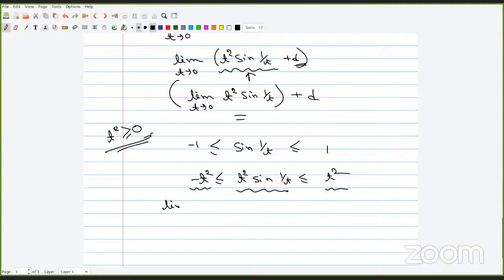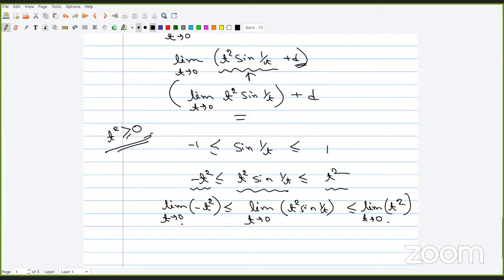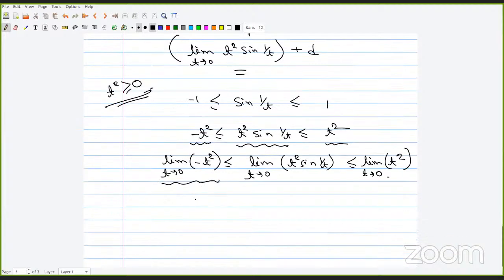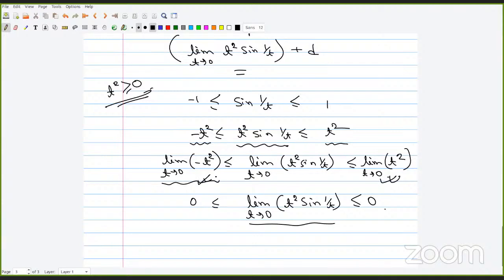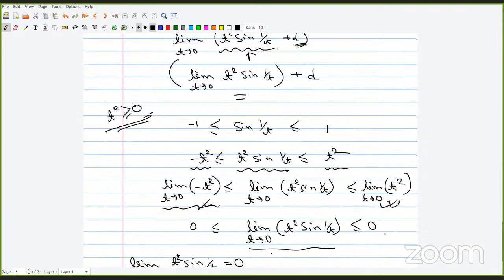Now if I take the limit as t tends to 0, this is minus t square, this is t square sine 1 by t, which we want to find, and this is the limit of t square. So what is the left hand side limit? This is 0. And the right hand side is again 0. So the limit of both left and right is 0, so the limit of the middle one is also 0. Is it clear? Okay. So that's how we can use the Sandwich theorem. So d equals 1.